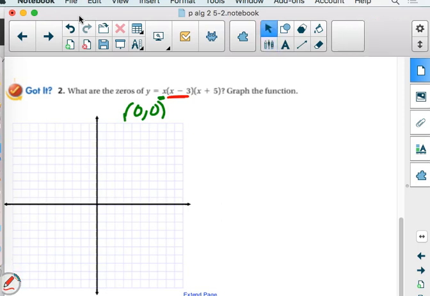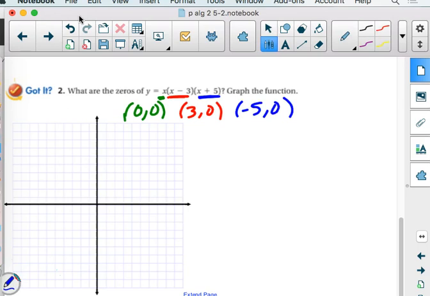Then we have the parenthesis x minus 3. I need to know what number will give us a 0 there. It would be 3, 0. And then I'll go with blue for the x plus 5. So we need to know what number is going to give us a 0 there. And that will be Brandon. It is negative 5, 0.